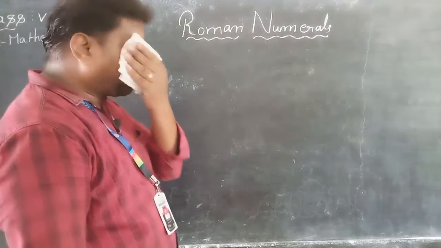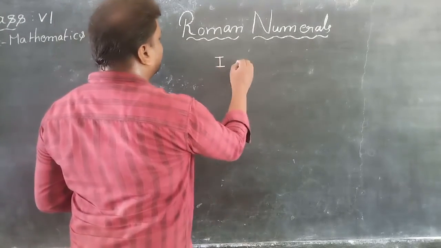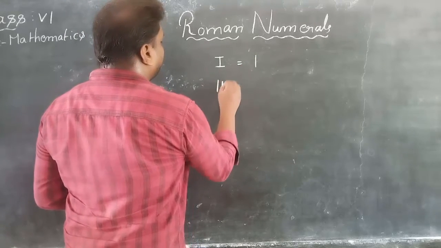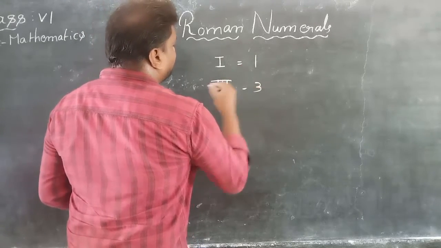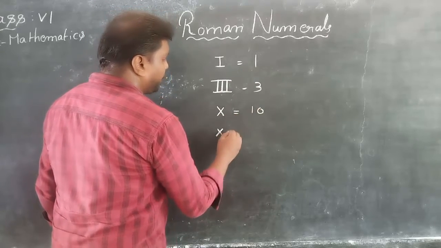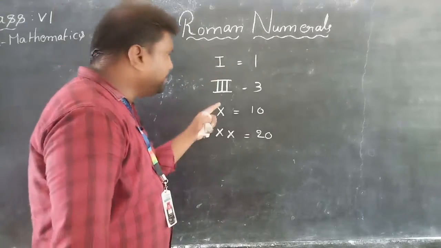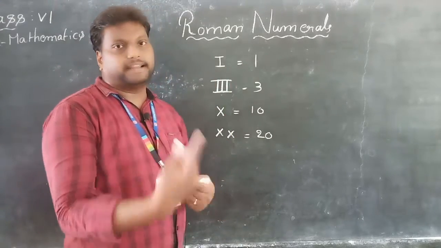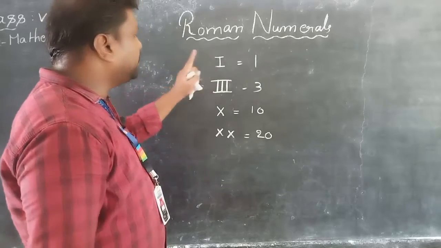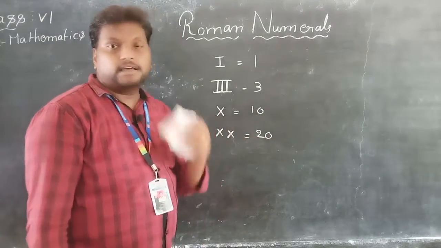Now I will repeat the rules again. For example, I is 1, and 3 times I means 3. Like that, X is 10, and 2 X means 20. The number of times the symbol repeats, that many times the value will increase. This is rule 1.